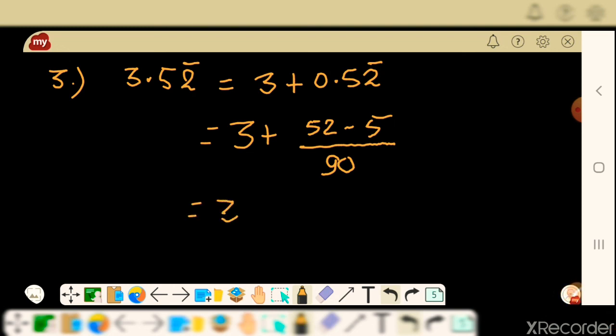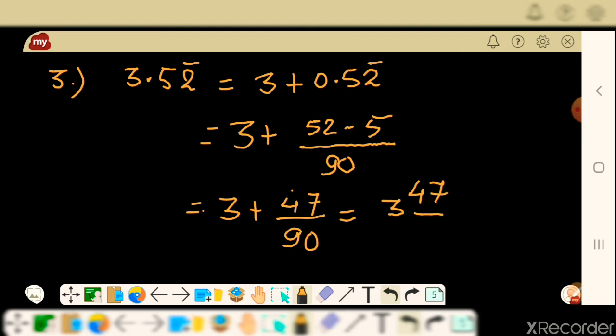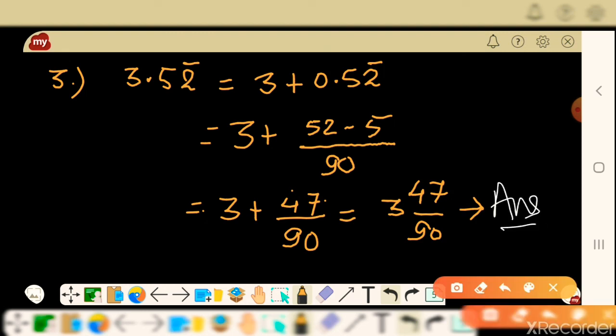It will be 3 plus 52 minus 5, which is 47 upon 90. So it will become 3 whole 47 by 90, as we cannot simplify 47 by 90 further. And that will be your answer. Okay, so you can see how simple it is.